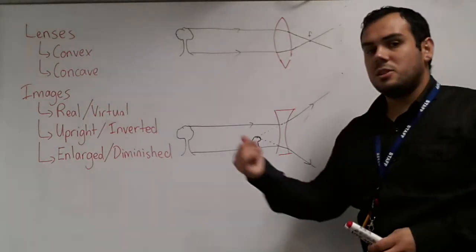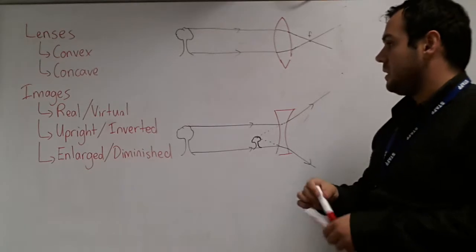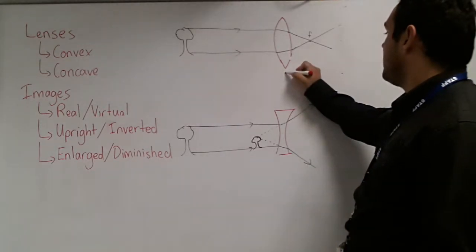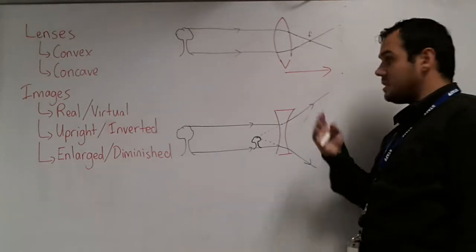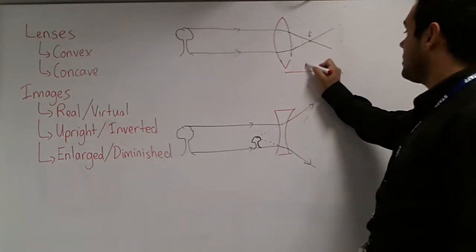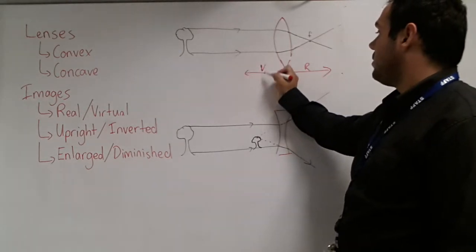So the definition of real and virtual, I'm going to explain it like this. If the image falls on this side of the lens, towards the observer, where I am basically looking through the lens, this is called a real image. If the image falls on this side, it's called a virtual image.